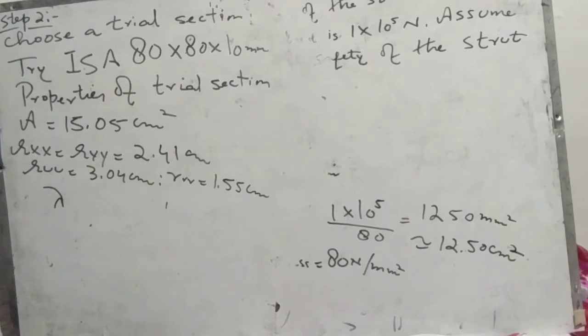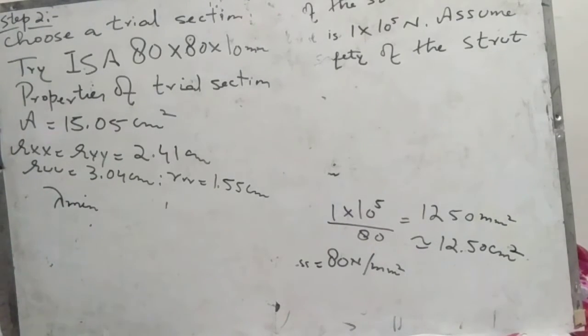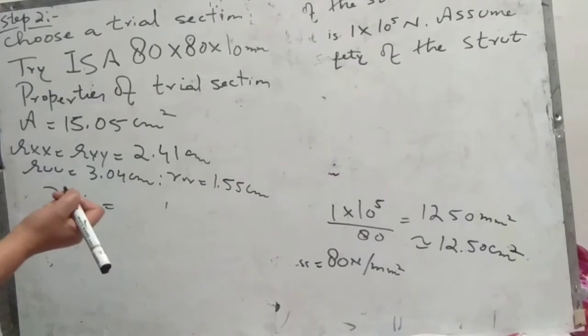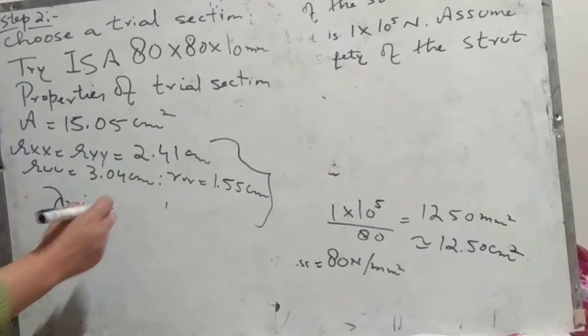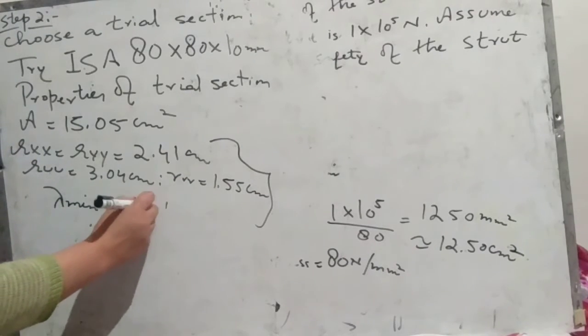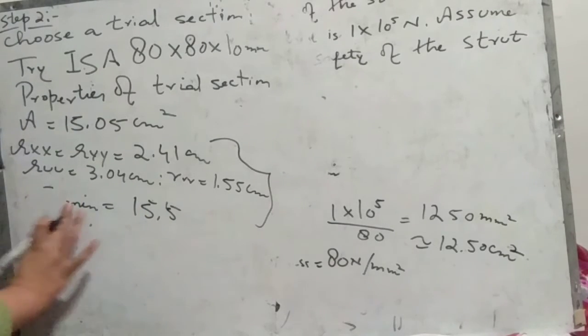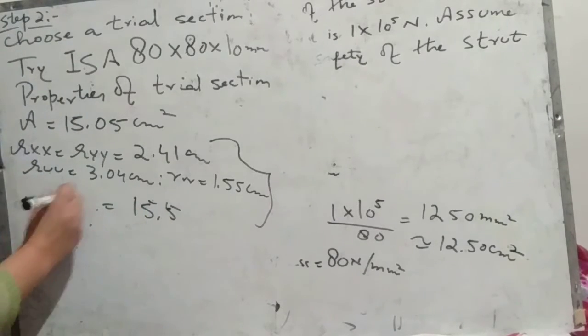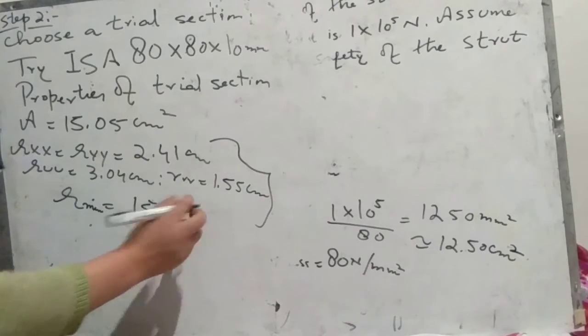As you know, the slenderness ratio is designated by lambda and it is defined as the effective length of the column divided by the minimum radius of gyration. Sorry, this is your minimum radius of gyration. R minimum will be the least value of the four.